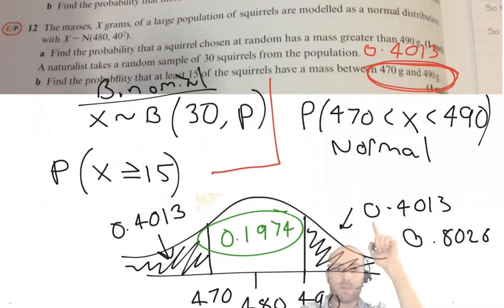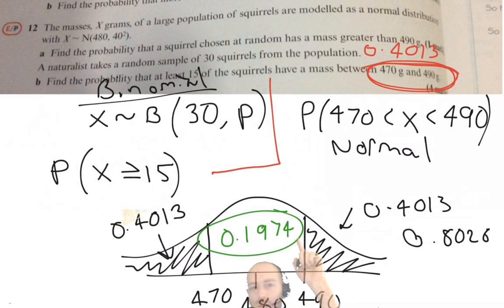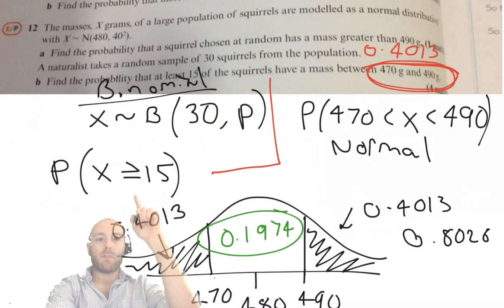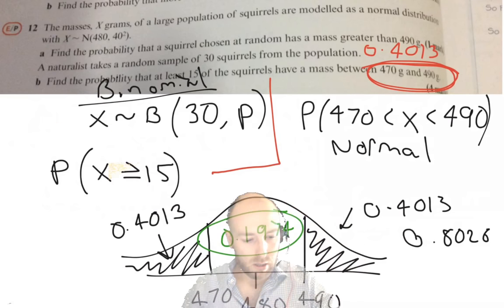So let's erase all this. Hopefully you guys have had enough time to copy all of that down. Rub out all this bit. We'll use that in there, and then we can do the binomial part of the question.